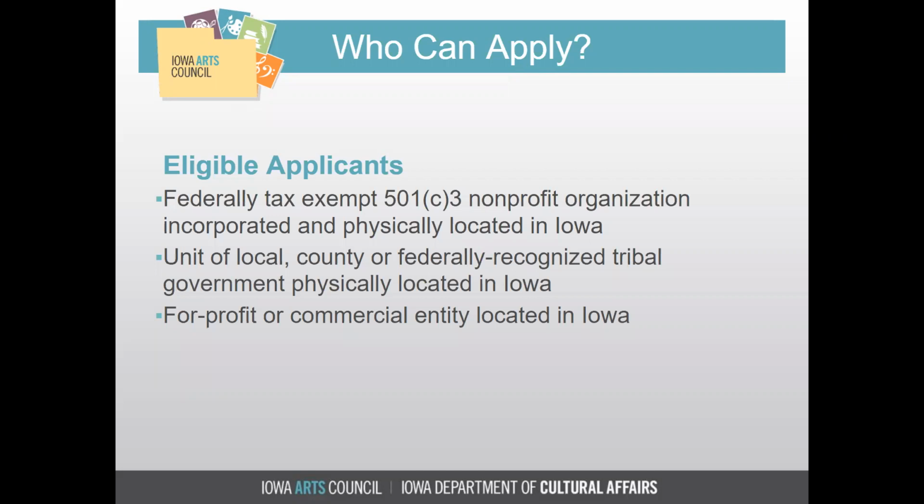Partners and collaborating entities are not required to meet the following requirements: a federally tax-exempt 501(c)(3) nonprofit organization incorporated and physically located in Iowa, a unit of local, county, or federally recognized tribal government physically located in Iowa, or a for-profit or commercial entity located in Iowa. Please note that ineligible applicants include individuals, units of state or federal government, schools or institutions of higher education, religious organizations, labor unions, political parties, or national service and professional organizations, and Iowa Department of Cultural Affairs grantees who have an outstanding final report or have been placed on a department funding moratorium.